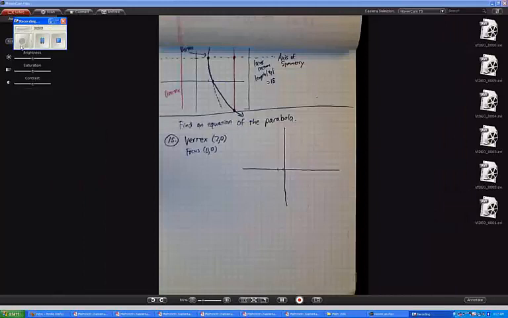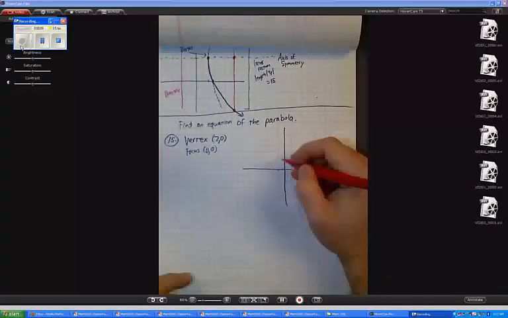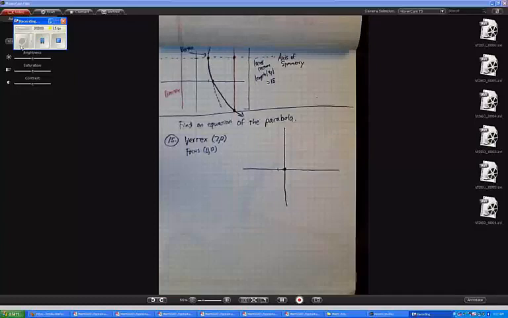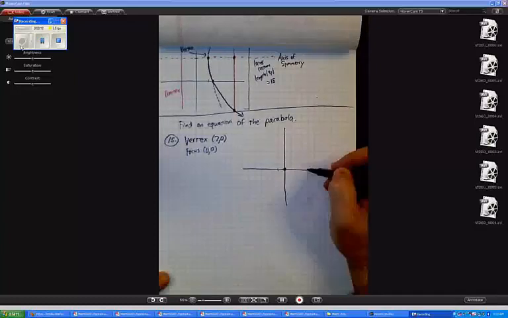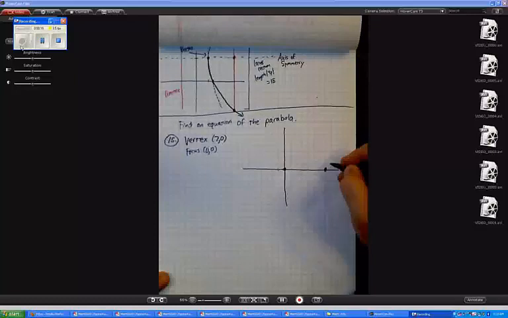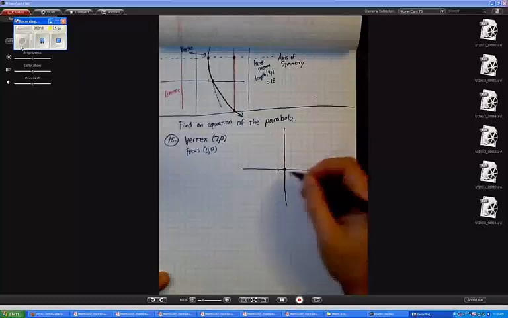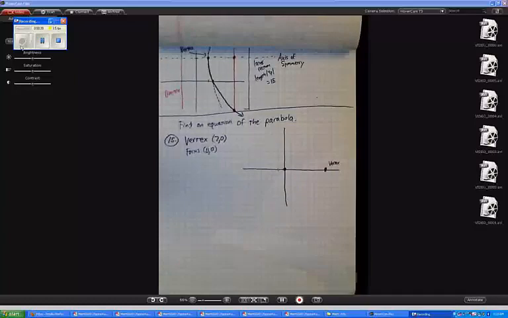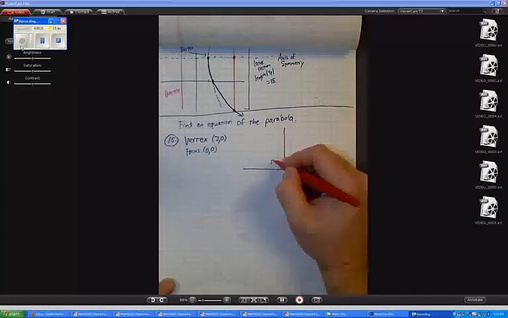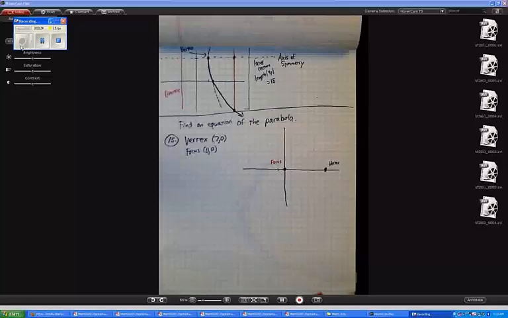All right, so it says that my focus is at 0, 0. And it says that my vertex of the parabola is right here, at 7. This is the vertex. This is the focus. So which way does it open? To the left, all right? So that's important to understand.